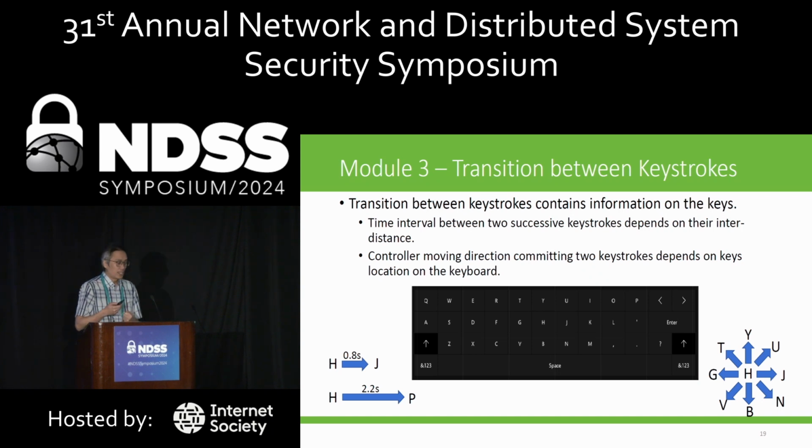And lastly, the third module will fix some errors of the second module, as I mentioned before, on the wrist rotation. We want to utilize the temporal information between consecutive keys, for example, the latency between two consecutive key clicks, and maybe the controller moving direction. So how do we use these two pieces of information?